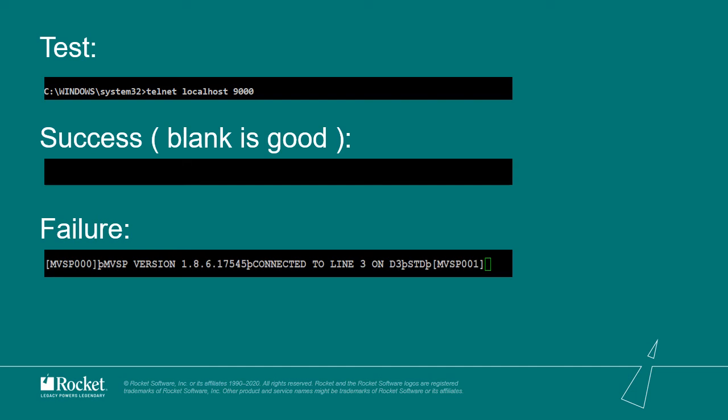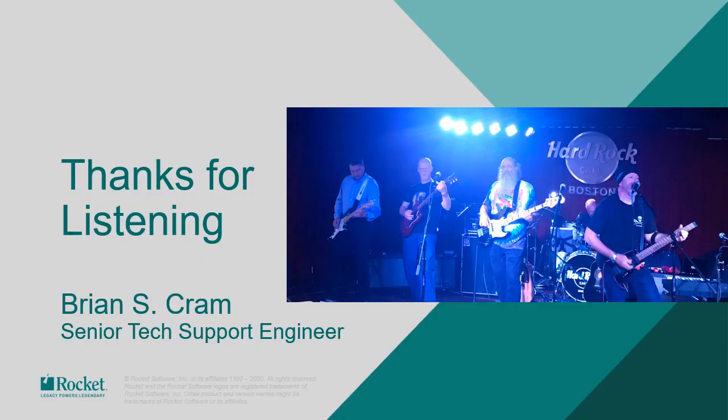This is normal. If you get a connection error, or it connects then drops immediately, or you get the familiar MVSP prompt with the MVSP version and other information, the MVSP SSL configuration has failed, at which time I recommend you contact Rocket D3 support.